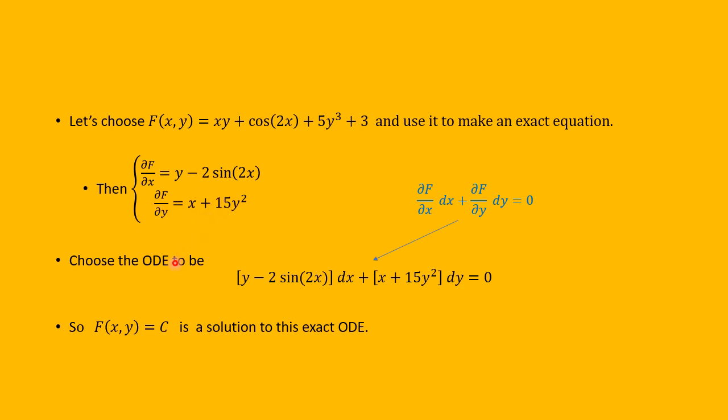So we'll choose the differential equation to be the partial of f with respect to x, which is this stuff, times dx, plus the partial of f with respect to y, which is this stuff, times dy, equals 0. For this equation, we know that it's exact because we made it of this form for this particular f, and thus we know that the solutions are of the form f of x y equals a constant. For every value of this constant, we will get a solution to this exact ordinary differential equation.